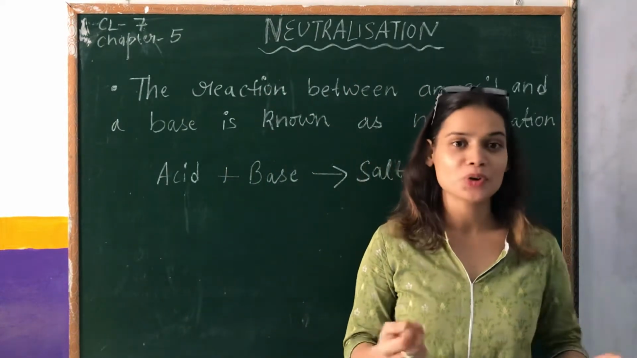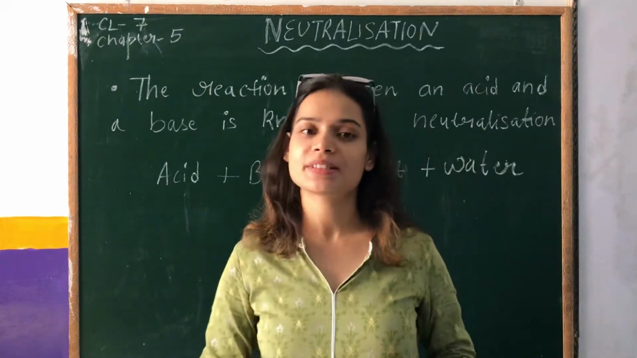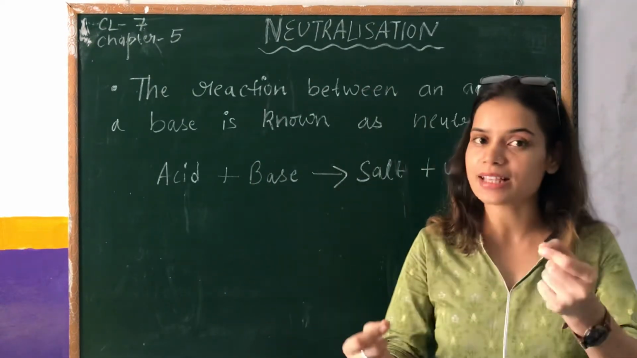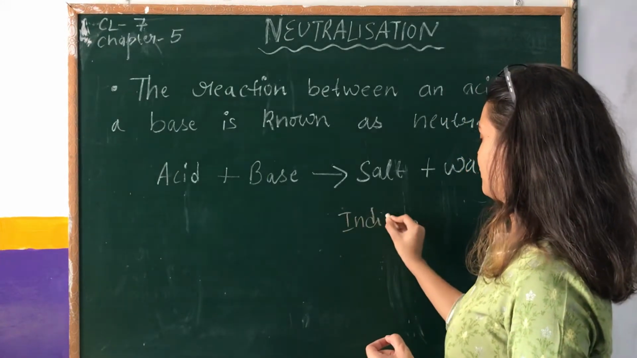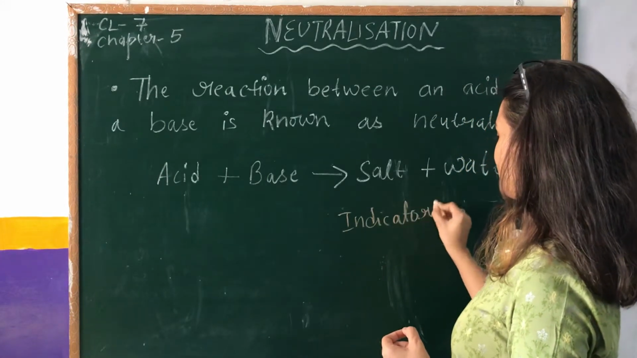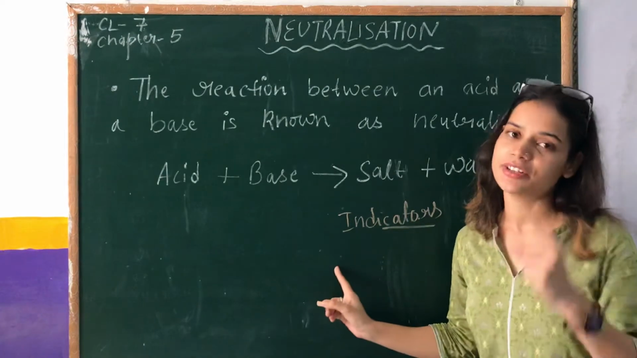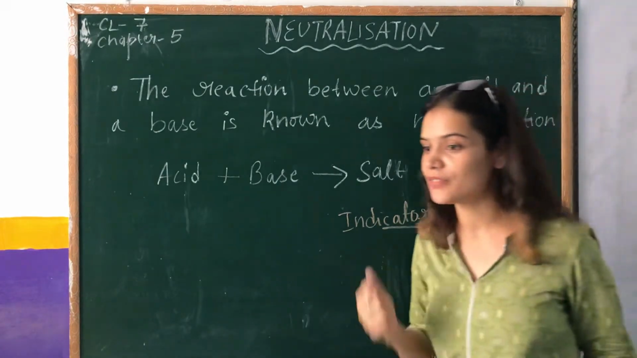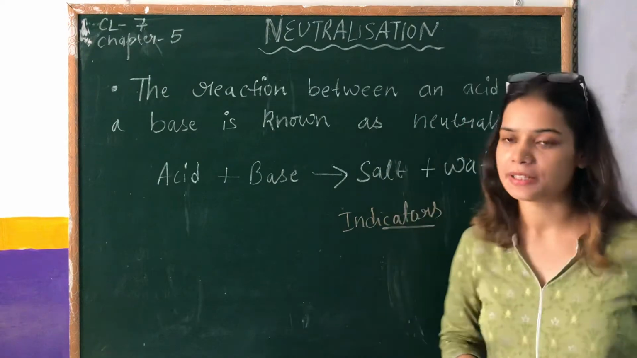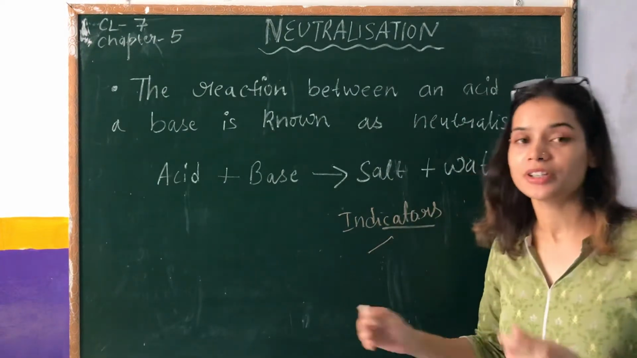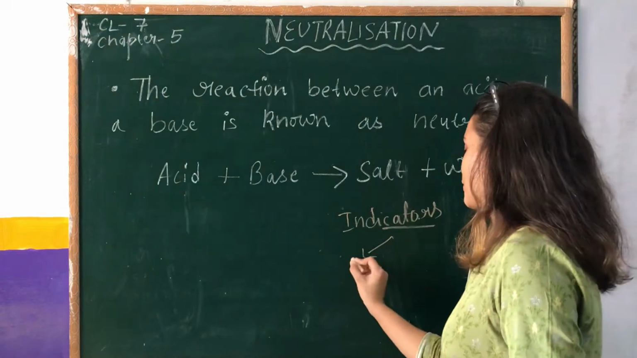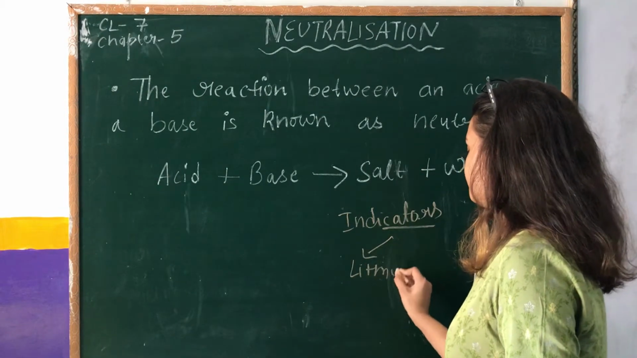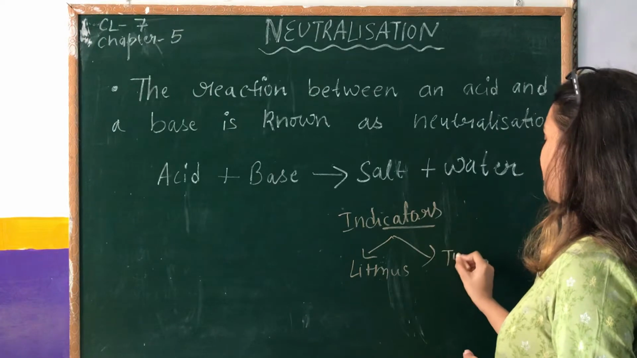I also told you that indicators help us in determining whether a substance is acidic or basic. Indicators help us in determining whether a given substance is acidic or basic. For example, litmus paper, turmeric, beetroot, cabbage. I hope you all remember this.